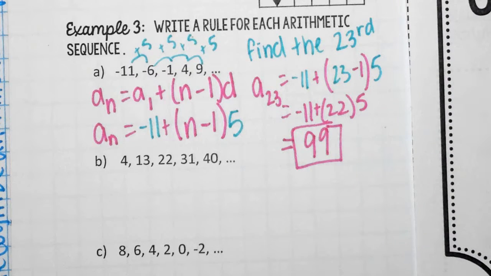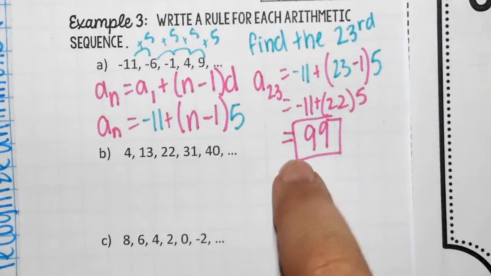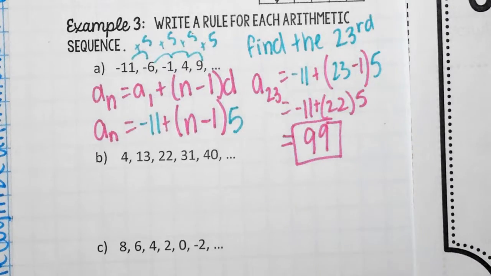How do you feel? Good. Hey, just for fun, just for practice, let's find the 83rd term. Nope. We're going on to the next problem. 22 times 5 is 110. 110 plus negative 11 is 99.